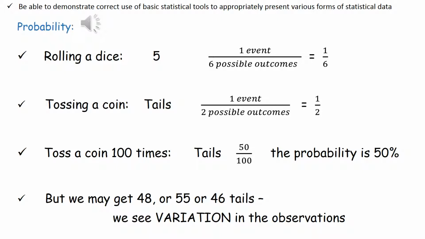If we were tossing a coin and we wanted it to be tails, well that's one event and 2 possible outcomes. It could be heads or tails. So our probability is 1 in 2.